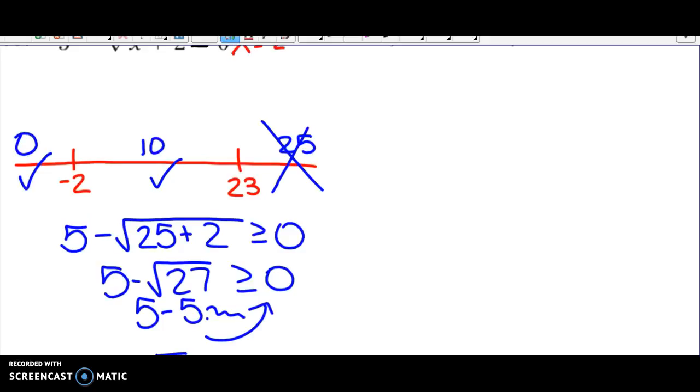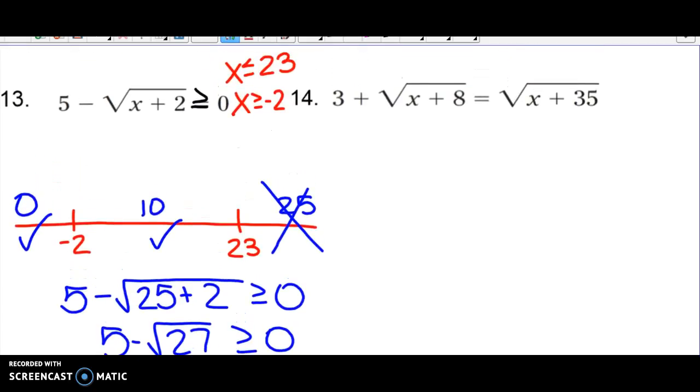So your only solution is going to be x is less than or equal to 23. Okay, x is less than or equal to 23. Since you've got x has to be greater than or equal to -2, though, but wait a minute. Did that work or not? -2, 0. Oh my gosh, I can't believe I did that. 0's on the wrong side.